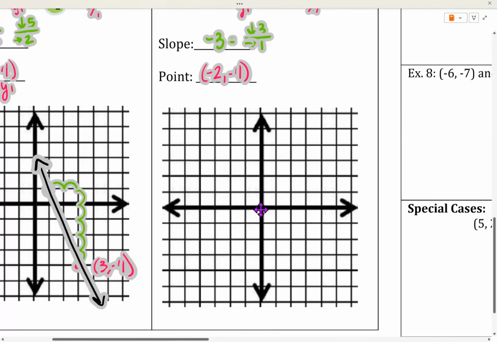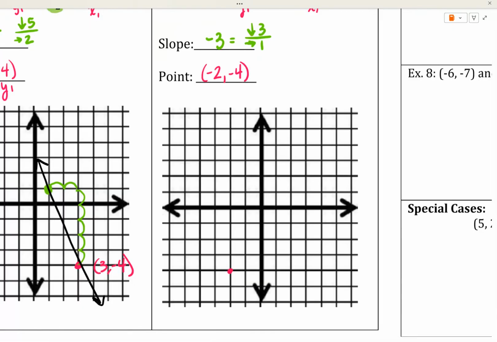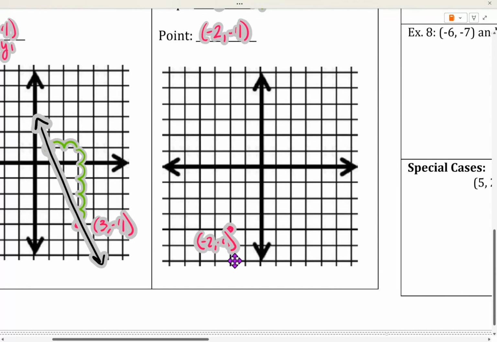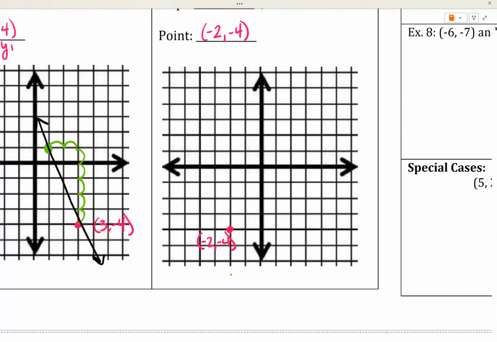So to graph our first point, negative 2, negative 4, 1, 2, 3, 4. And then we'll use that slope of down 3, 1, 2, 3, which takes me a little bit off the graph, but I think I can ballpark where this would go. Negative 3, down 3, to the right 1. You could also use the opposite directions again. Go 1, 2, 3, and then 1, and place a point up and to the left instead.